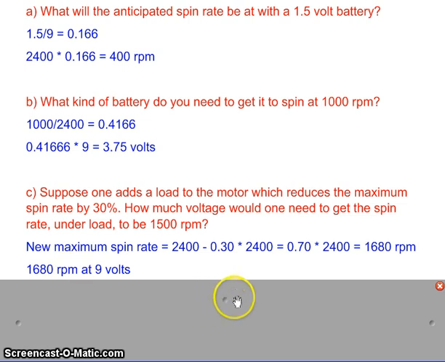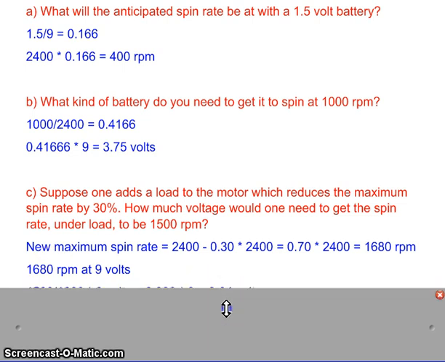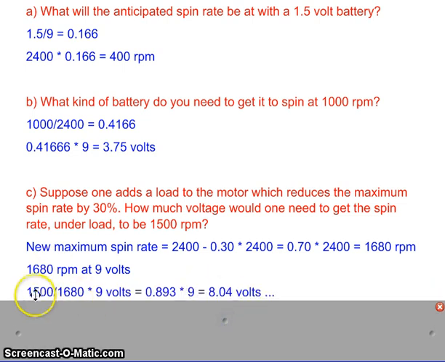Okay? Now we apply our proportional thinking again. We want it to spin at 1500 RPM, not 1680. So that's pretty close. Let's figure out what that percentage is. 1500 over 1680 times 9 volts is going to be 0.893 times 9 volts, or 8.40 volts.